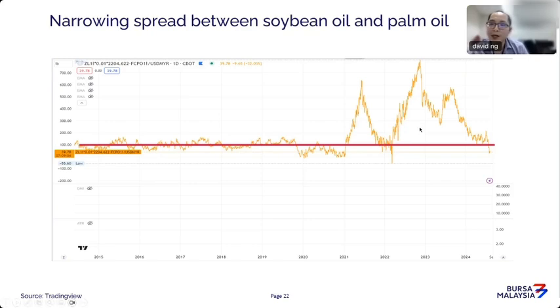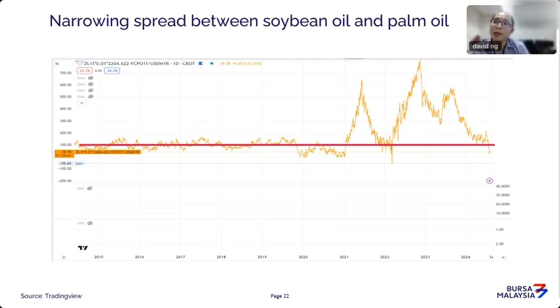Since the pandemic, and crucially at the start of the Ukraine and Russia conflict, we saw this relationship start to take a tear, where soybean oil at one time traded at a steep premium compared to palm oil, or rather palm oil was heavily discounted. I think it was about $800. Since then, the average has actually narrowed. In fact, we are now trading below the historical average of $150.